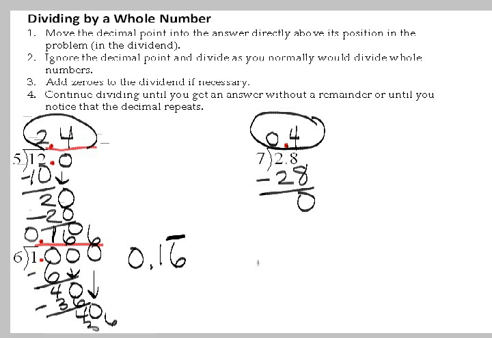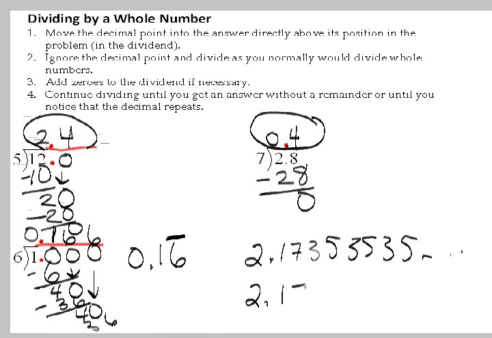Sometimes you may have an answer where more than one digit repeats, something like this. 2.17353535, something like that. And in that case, you would write your answer like this, 2.1735, with the repeating bar over the 3 and the 5, because the 3 and the 5 is the part that repeats. So these are our steps for dividing by a whole number. So this is when the divisor, the number outside the box, is a whole number.